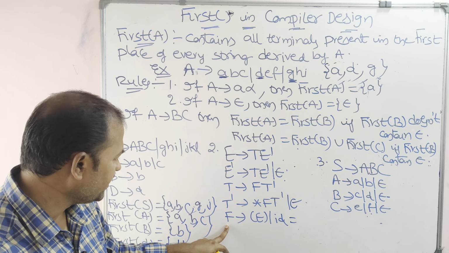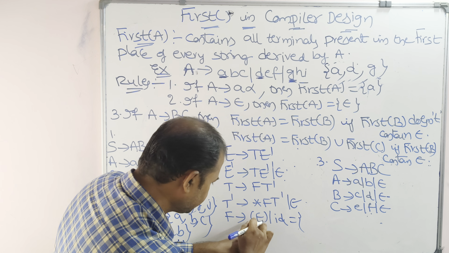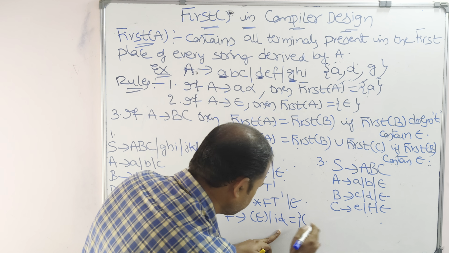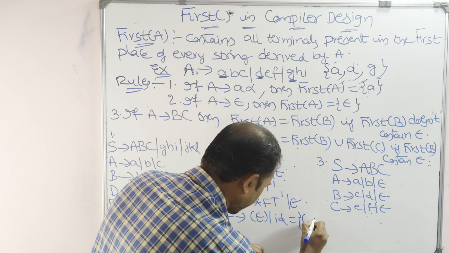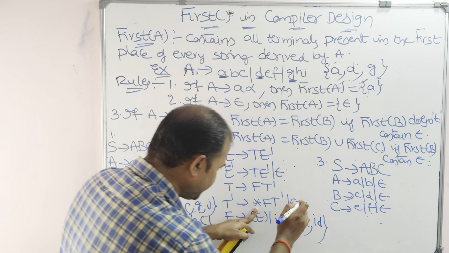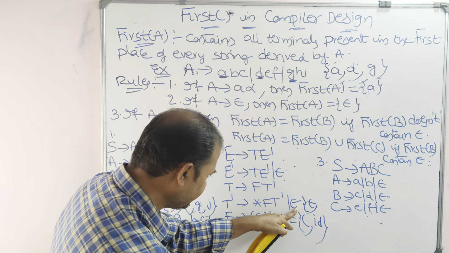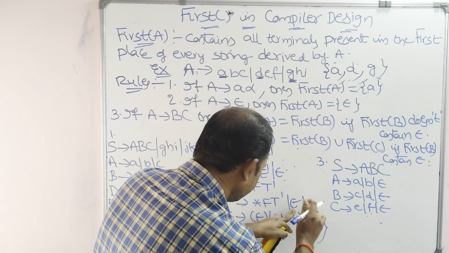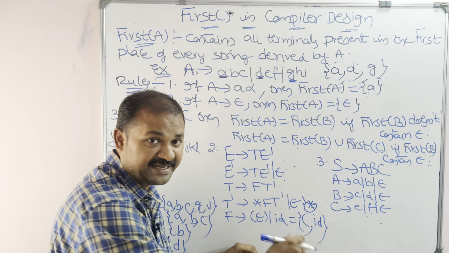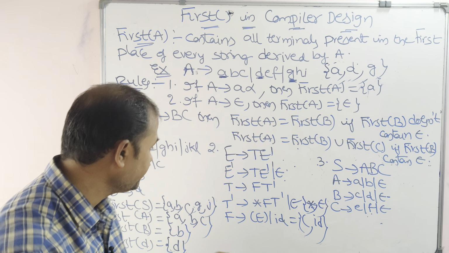Now let's see the next example. First let us calculate FIRST of F. FIRST of F equals, in this production the terminal symbol is left parenthesis. ID is also a terminal symbol in this production. Next, FIRST of T dash: in this production star is the terminal symbol, and here epsilon. Epsilon is also a terminal.